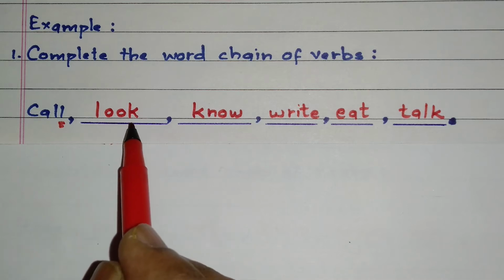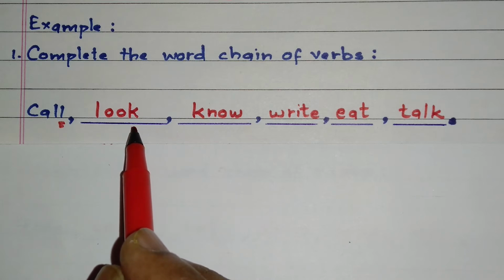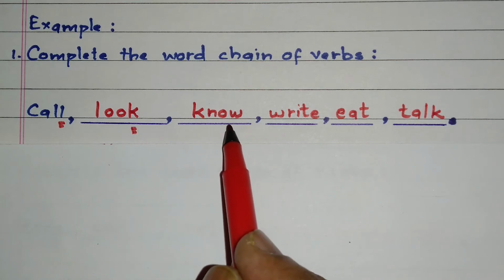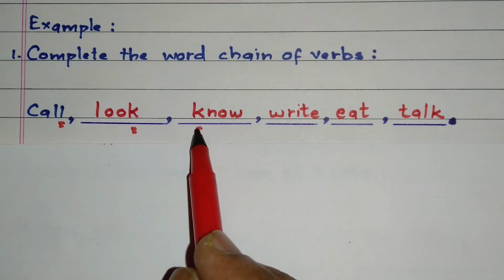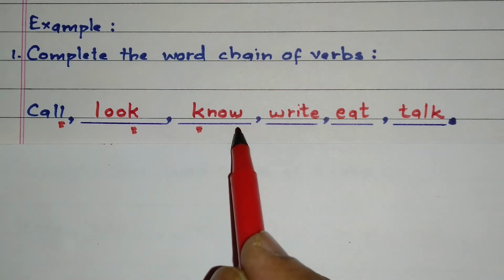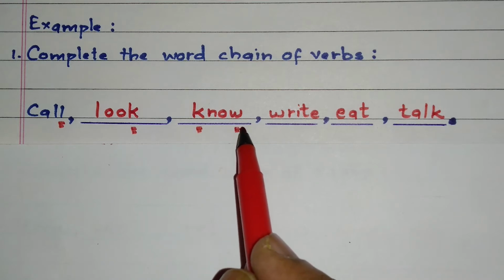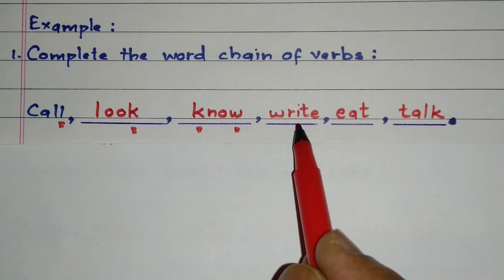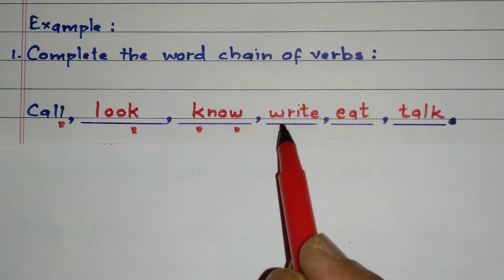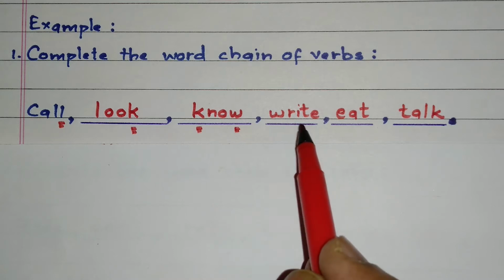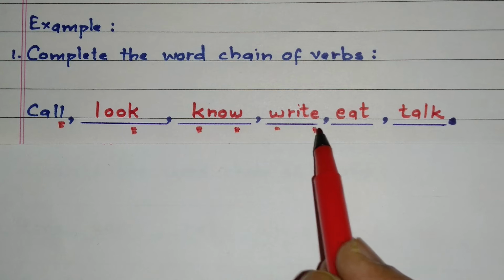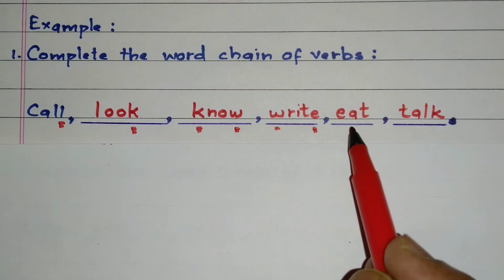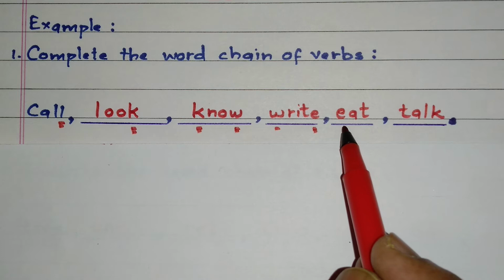I have written look. Now, the last letter of my verb look is K. So my next verb will be know because it starts with K. Know ends with W. So therefore, the next verb that I'm writing should start with W. So I have written write. The last letter of write is E. So my next verb will start with E. That is, I have written eat.